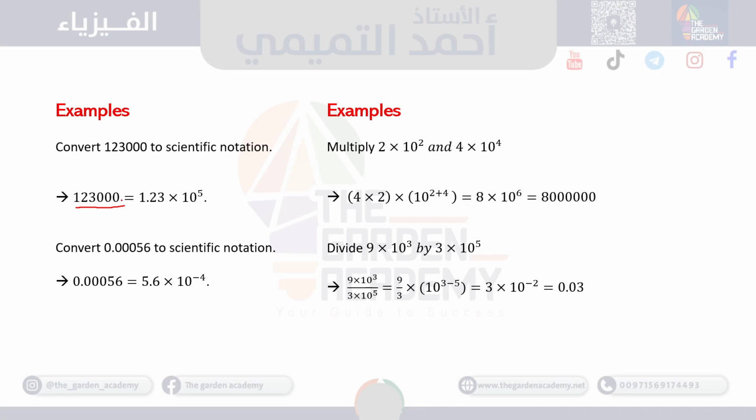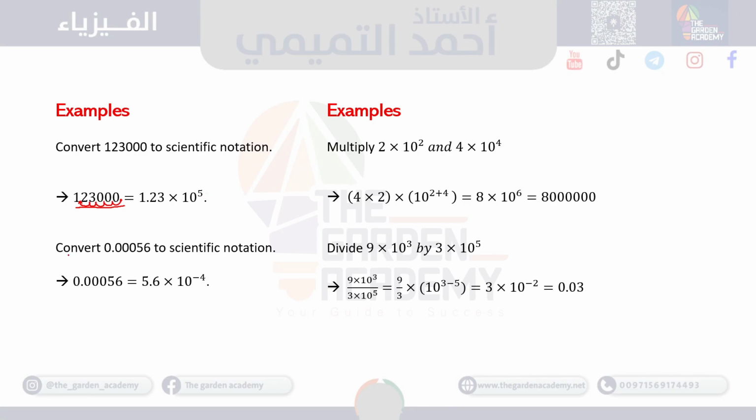Of course, where is the decimal point originally? Here is the decimal point. In this case, we have to move it to the left in order to form the coefficient between 1 and 10. So we move it once, twice, 3 times, 4 times, and finally 5 times. So we have moved to the left 5 digits, and then we write down 1.23 times 10 to the power 5. Again, if we move to the left, then the exponent will be positive.